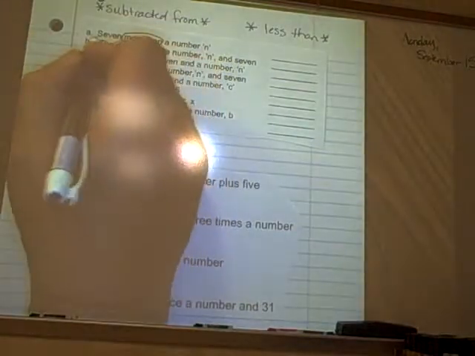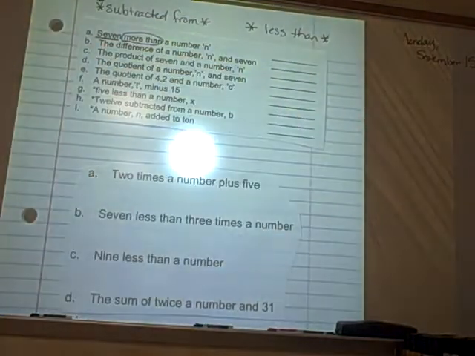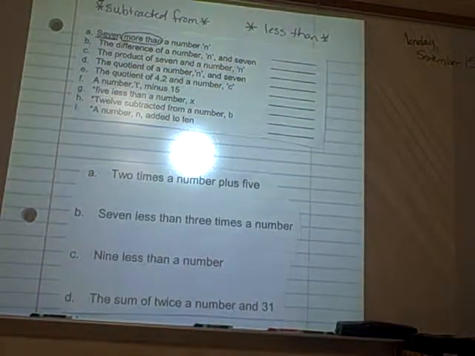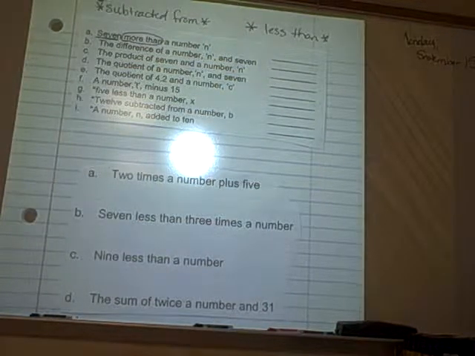And the number is n. So 7 more than n. What's that going to look like? More than is telling us to do what? So 7 plus n.